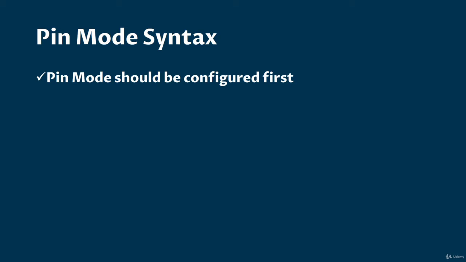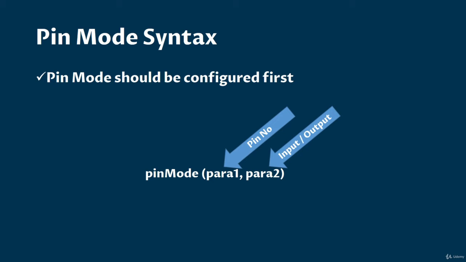How do we write pinMode? The syntax is pinMode, M is in capital, within brackets, parameter 1, comma, parameter 2. Parameter 1 is the pin number you want to define. It can be any number from 0 to 13 and A0 to A5. Parameter 2 is the type, like you want to define the pin as input or output. So the type can be INPUT or OUTPUT in text.